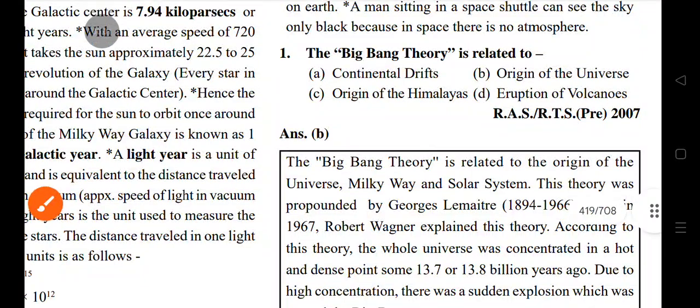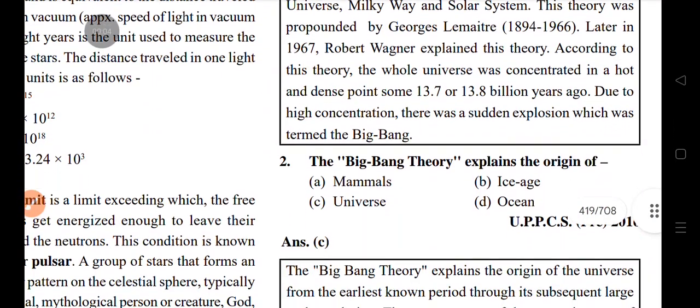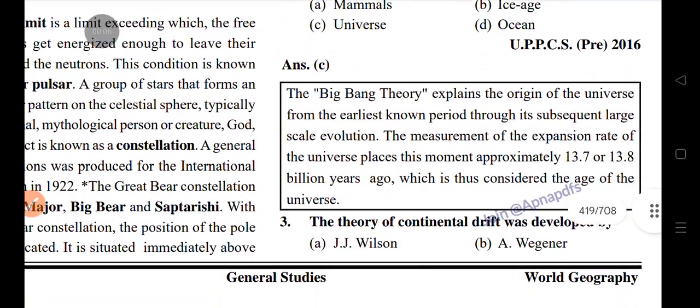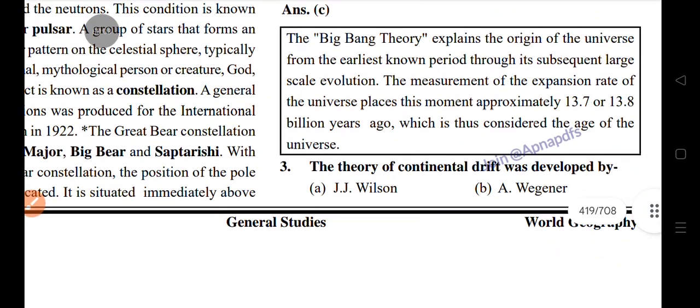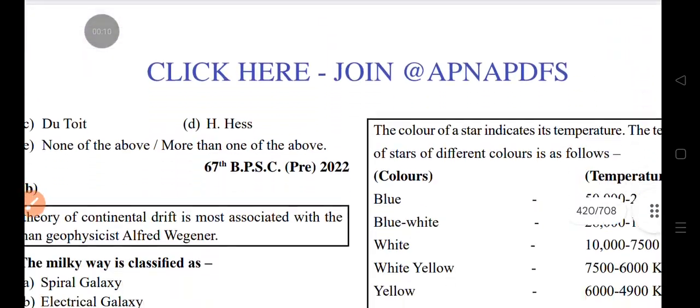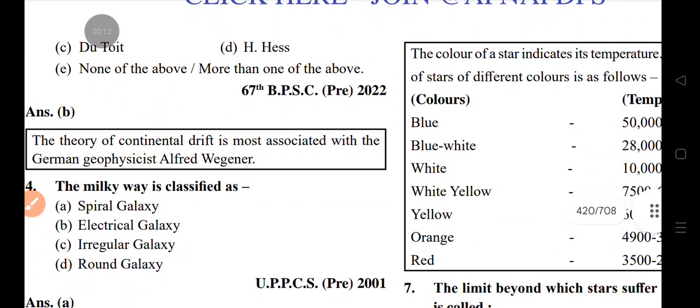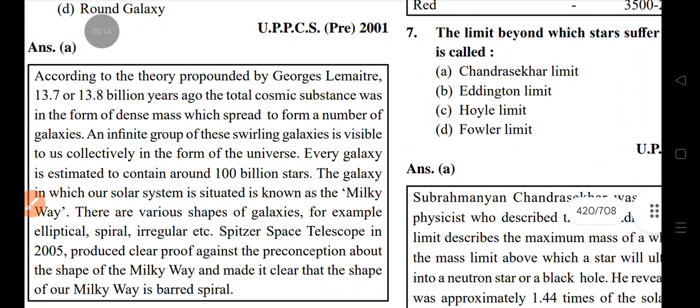Theory of the origin of the universe. The Big Bang theory explains the origin of the universe. The continental drift theory was given by Alfred Wegener. The Milky Way is classified as a spiral galaxy.